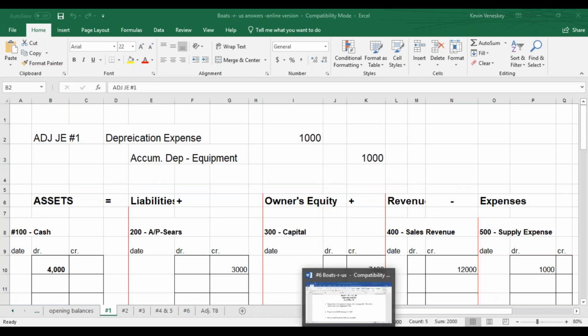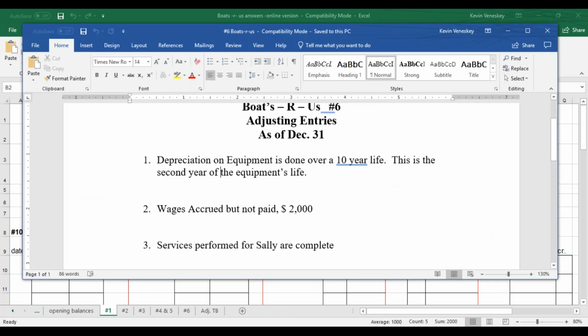Okay, so hopefully, again, you had the first two done. So let's go to the second one.